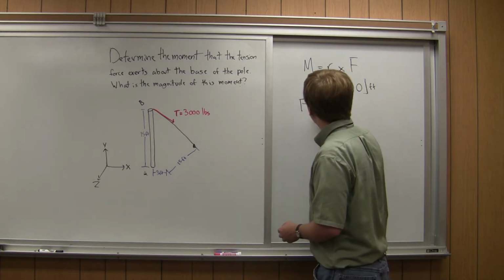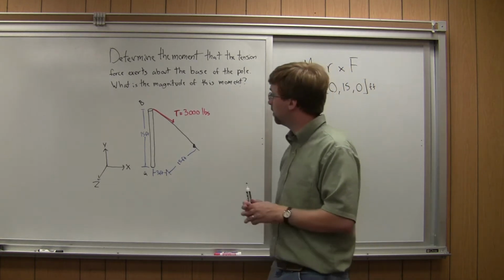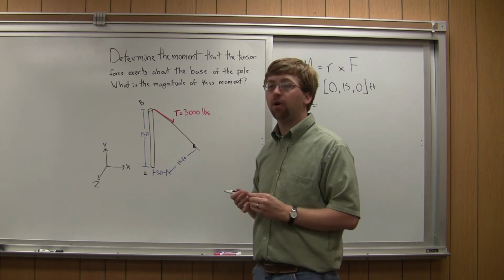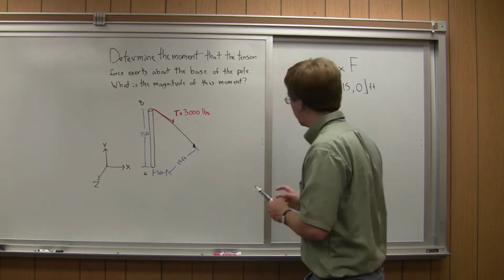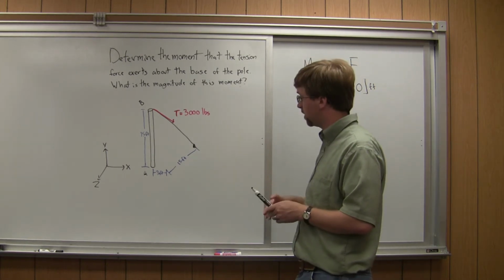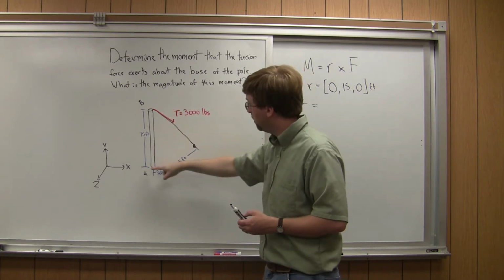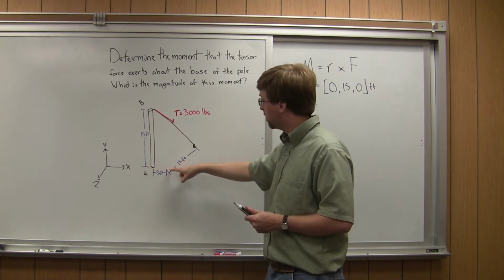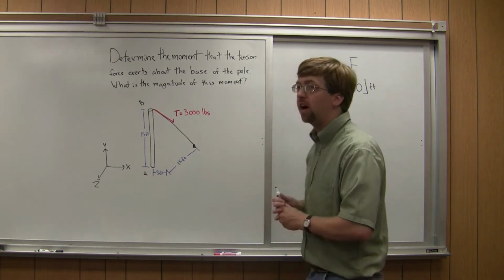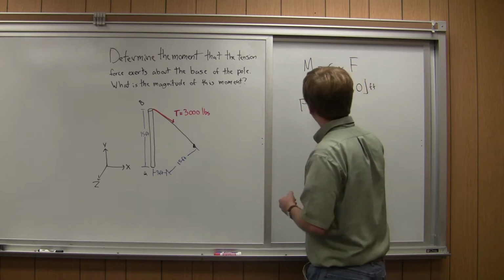F is going to be a little more complicated. So it's got an overall magnitude of 3,000 pounds, but we need to break it down into x, y, and z components. So to do this, since I've got this problem set up in this particular way, I know that the cable is going down by 15 feet in the y direction, over by 3 in the x direction, and back 15 feet in the z direction. I can use those numbers to my advantage.